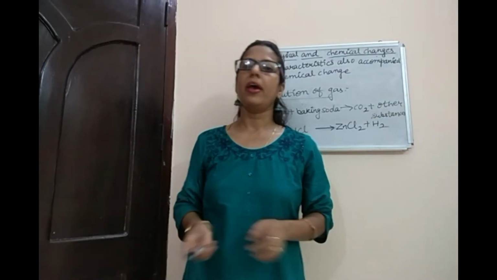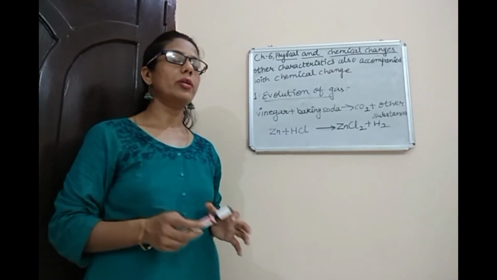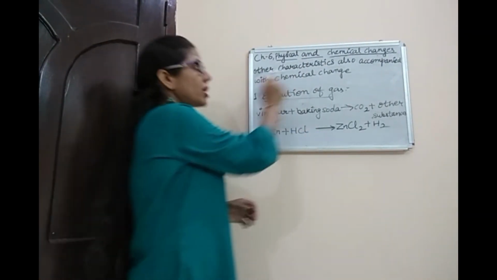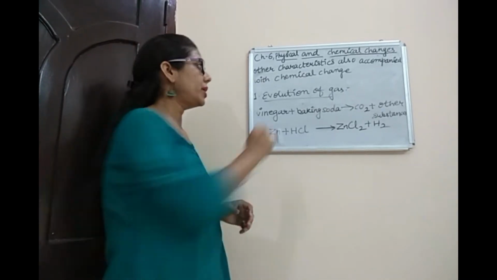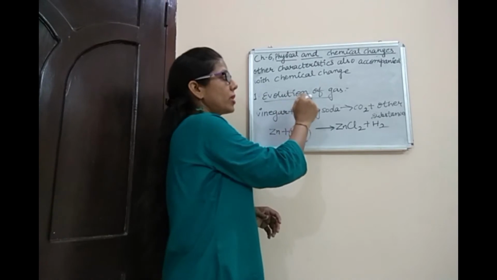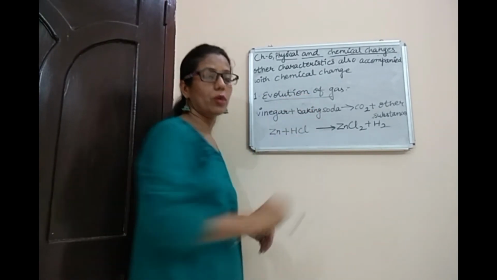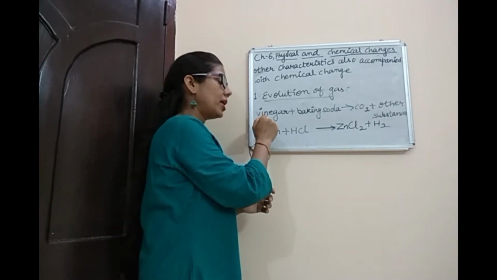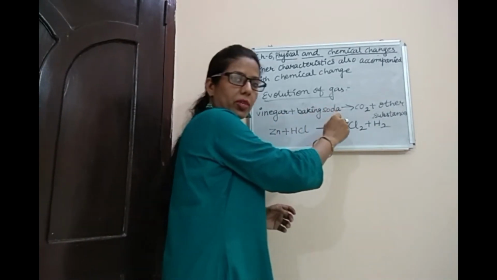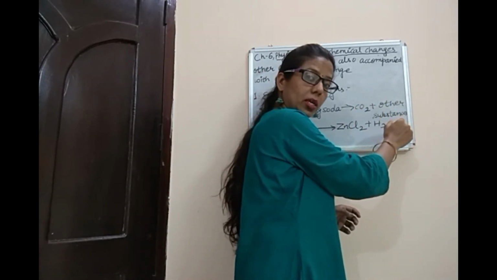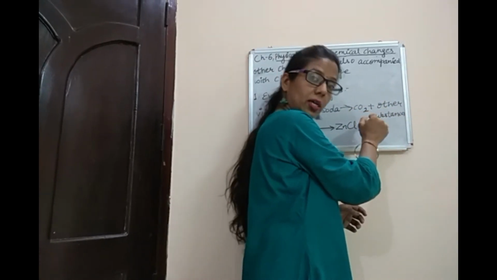Hello everyone. As we have discussed about characteristics of a chemical change, now some other characteristics also accompany a chemical change. The first characteristic of a chemical change is evolution of a gas. As we have discussed earlier, when vinegar and baking soda react with each other, they form carbon dioxide and other substances. Carbon dioxide is a gas.